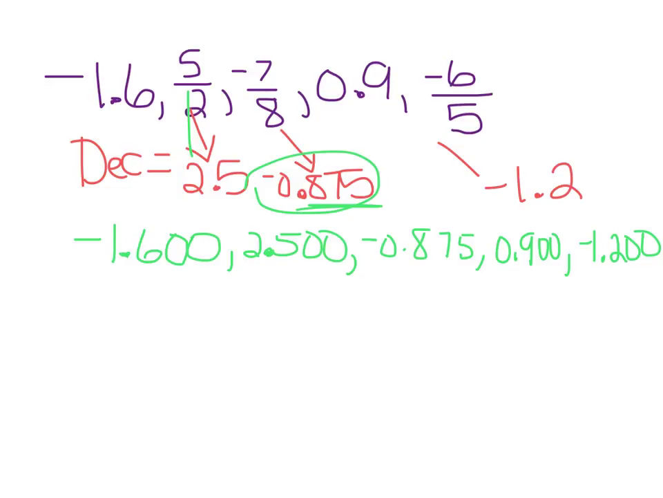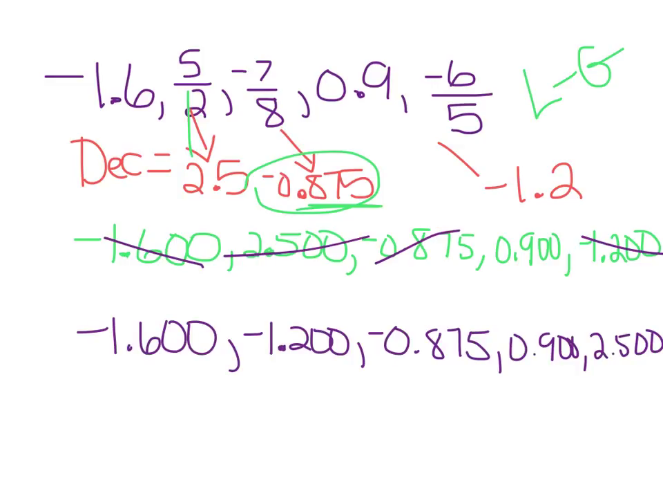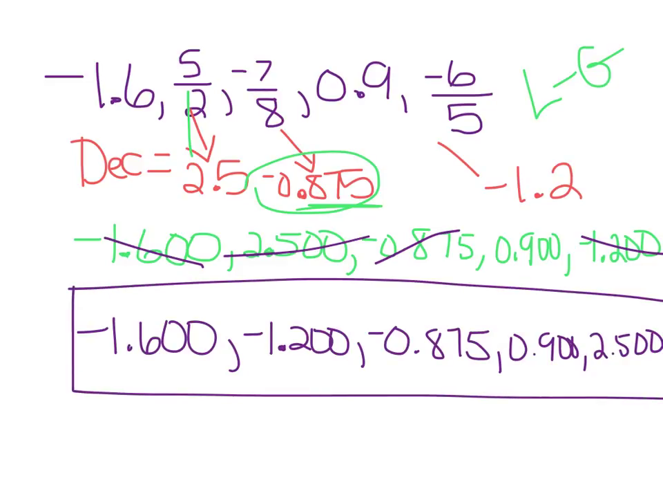Okay, so this is what all the numbers look like with the same number of numbers behind the decimal. Now we're going to go ahead and order them again from least to greatest. So go ahead and do that. And here we go. That's what you get when you order them from least to greatest. All right, great job. Let's go ahead and go to the next slide.